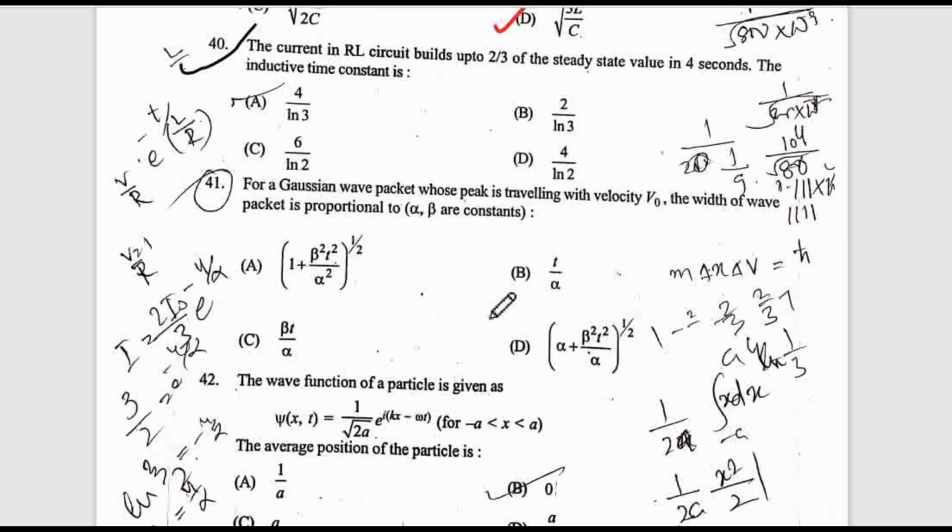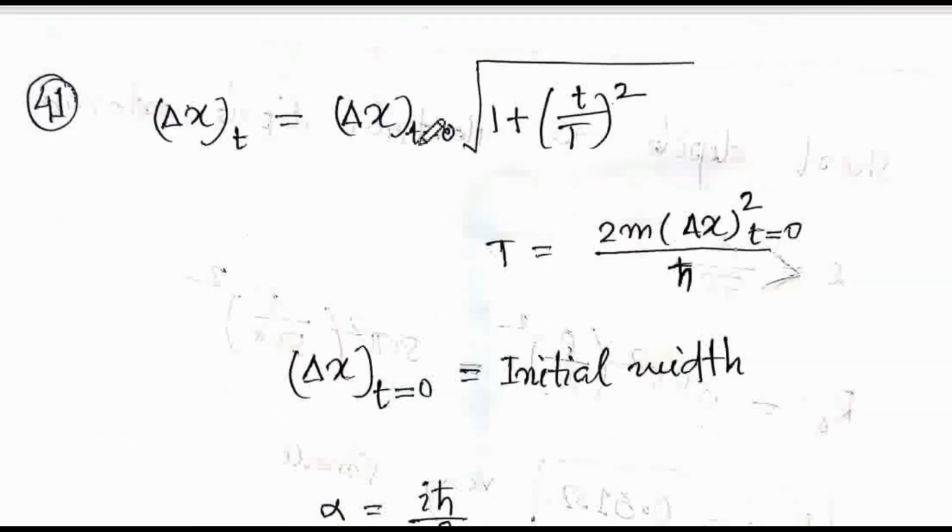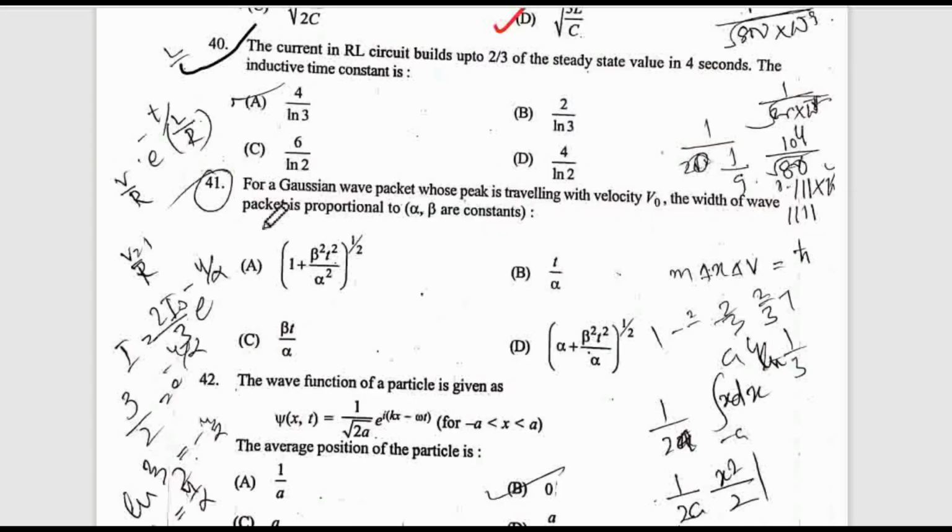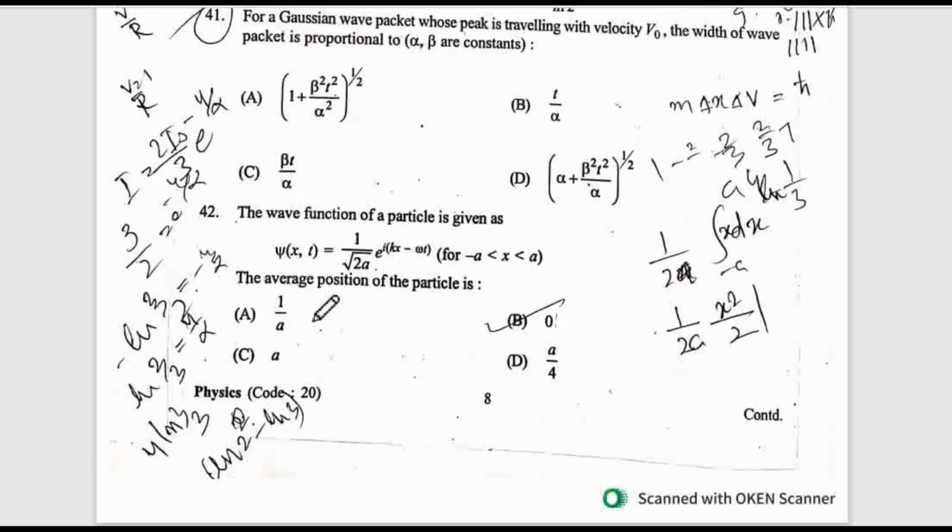Now if you see the options, there is one term missing here. What is that term? Let's see the solution. This term is del x at t equal to 0, that means the initial width of the Gaussian wave packet is missing here. So this question is a grace mark question. That means irrespective of whether the student has attempted this question or not, full mark is given to all students.